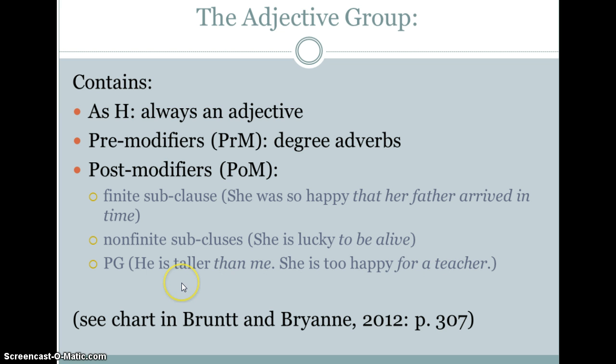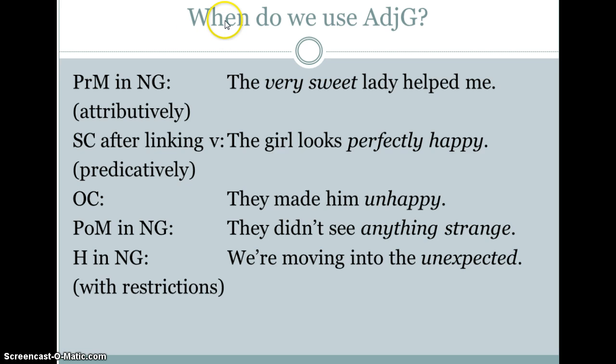If you want to see more about what kind of pre-modifiers and post-modifiers we can have in adjective groups, you can look in Bryant and Brian on page 307. And when do we use adjective groups? We use adjective groups as pre-modifiers in noun groups. Very sweet. Sweet is the adjective that modifies the noun, and very is a pre-modifier in the adjective group very sweet. Because it's used in front of the noun, as a pre-modifier, we say it's used attributively.